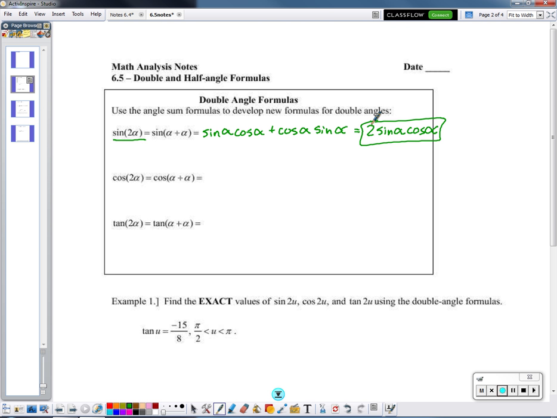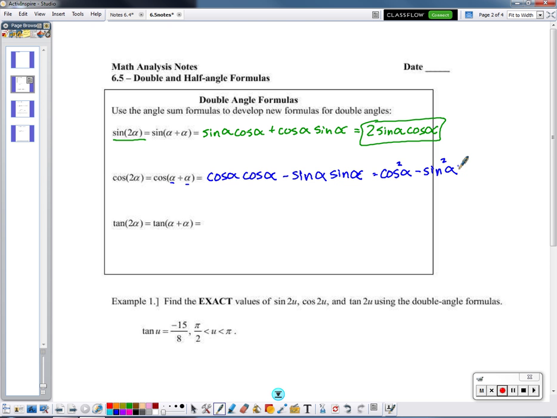Here I'm doing the cosine of 2 alpha, and again I'm going to use that sum formula process. So cosine of alpha times cosine of alpha minus the sine of alpha times the sine of alpha. So when I multiply a trig function by itself at the same angle, it's cosine squared of alpha minus the sine squared of alpha, which looks like the Pythagorean identity, which was sine squared of alpha plus cosine squared of alpha, but it is a difference.